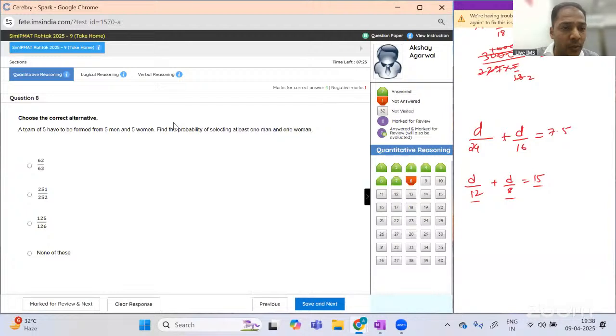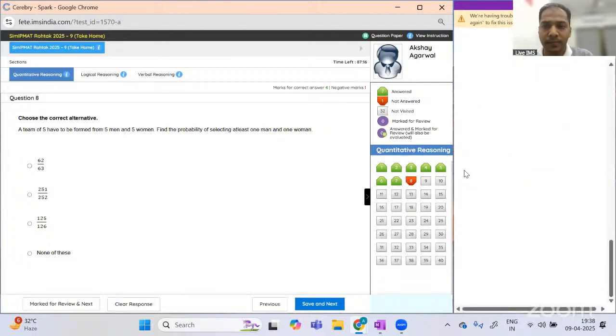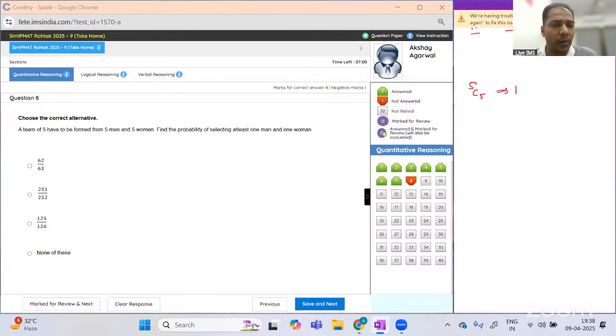A team of 5 is to be formed from 5 men and 5 women. Find the probability of selecting at least 1 man and 1 woman. So basically, cases where no man is selected or cases where no woman is selected would be the cases which we don't want to consider. So 5C5 selecting all men, that's one case, and selecting all women out of the 5, 5C5, one case. These 2 cases would not be considered, and the total number of cases would be 10C5.